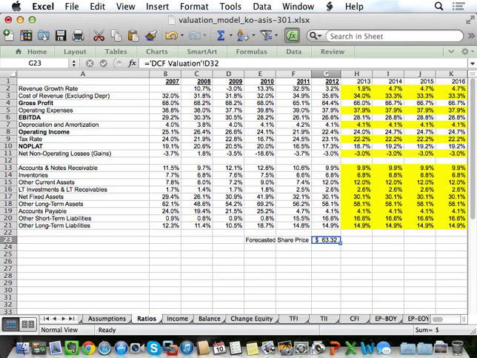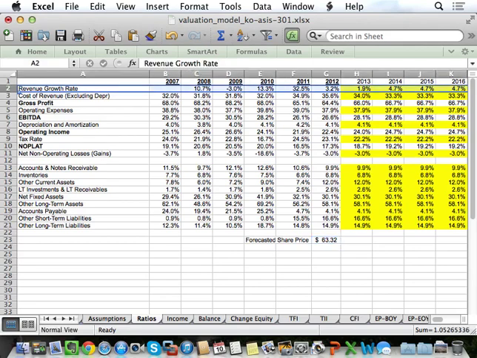Now, what's interesting is if I think about revenue growth rate, one thing I know about Coke is that in 2011, they did an acquisition. So that 32% increase in sales is not organic. It's because they bought somebody. So that's an outlier in terms of sales growth. But in those other years, they were just kind of going up and down pretty dramatically.